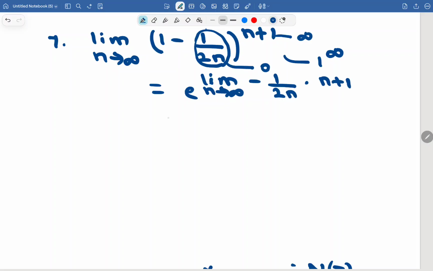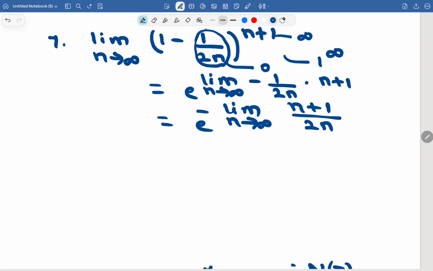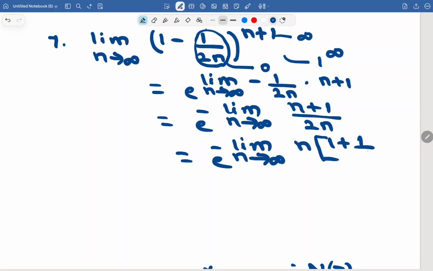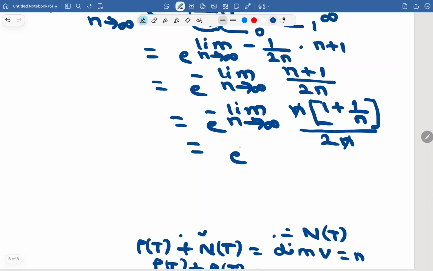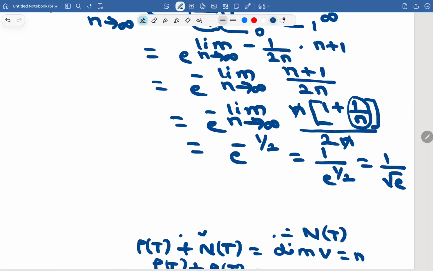So it is e power limit n tends to infinity of (1 by 2n) into (n plus 1), that is e power limit n tends to infinity (n plus 1) by 2n, which is e power limit n tends to infinity, take n outside, n into (1 plus 1 by n) by 2n. This n will get cancelled, which is equal to e power, if n approaches infinity, this term must be 0, e power minus 1 by 2, 1 by e power 1 by 2, 1 by root e.